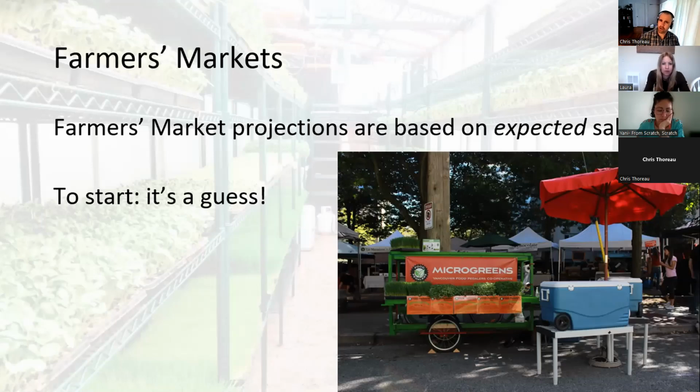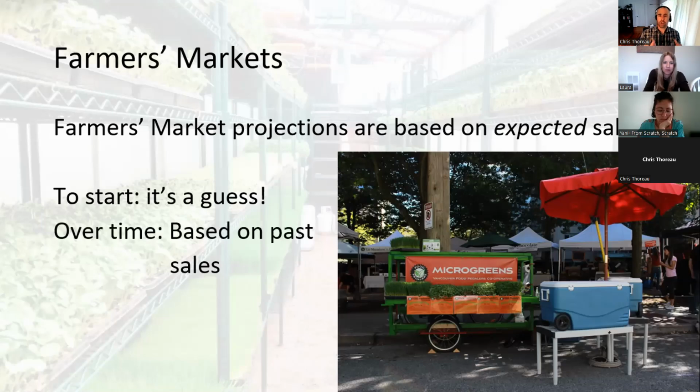If there's a current microgreens grower at that market, you could try and ask them, but when they see you there the next week with microgreens, they might be pissed. So maybe not the best approach. So in the beginning, it really is a guess. But as you do more and more markets, what you're going to do is you're going to base your expected sales on your past sales.